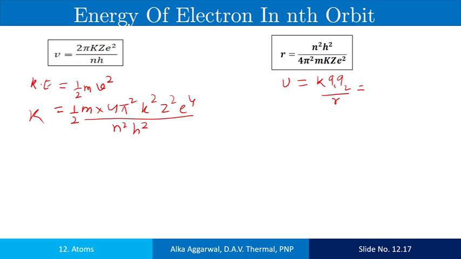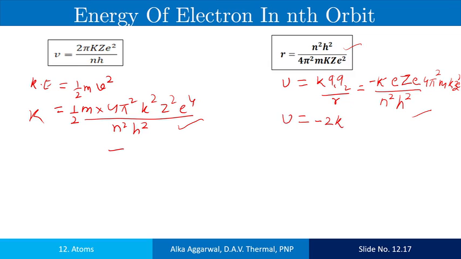K is the electrostatic constant, so I'm taking it here as k for simplicity. Q1 is the charge of the electron, it is negative. Q2 is the charge of the nucleus. If Z is the atomic number, Ze is the charge of the nucleus. Now put the value of r. So it is n square h square upon 4 pi square m k z e square. Now when we compare these two expressions, it is observed that the potential energy is 2 times the kinetic energy.